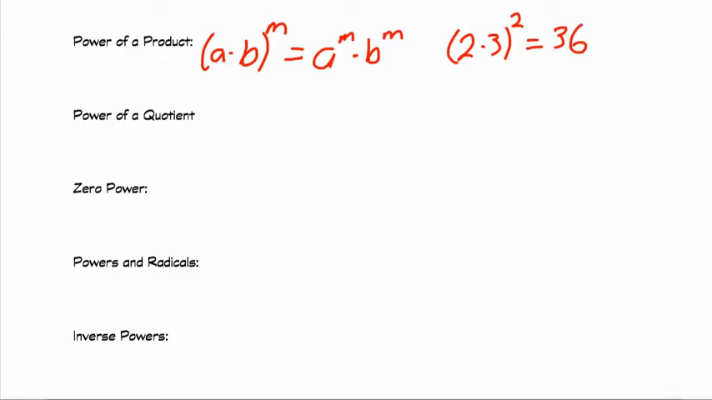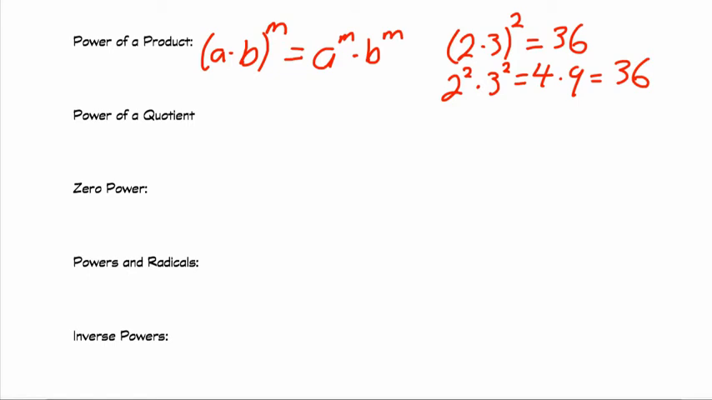This is also, according to the power of a product rule, equal to 2 squared times 3 squared, which is equal to 4 times 9, which is equal to 36. Okay? So a times b to the power of m is equal to a to the power of m times b to the power of m.